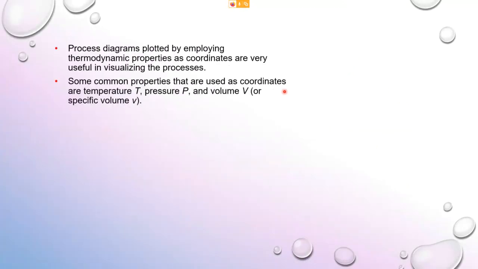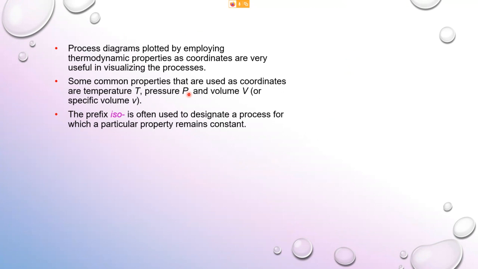Some common properties that are used as coordinates are, for example, temperature, pressure, and volume. So you might have a temperature-entropy diagram, a pressure-volume diagram, an enthalpy-internal energy diagram, or an enthalpy-entropy diagram. Those are all known as property diagrams. Now, you have done this, so this is some sort of revision, just for you all to catch up on whatever you have forgotten.